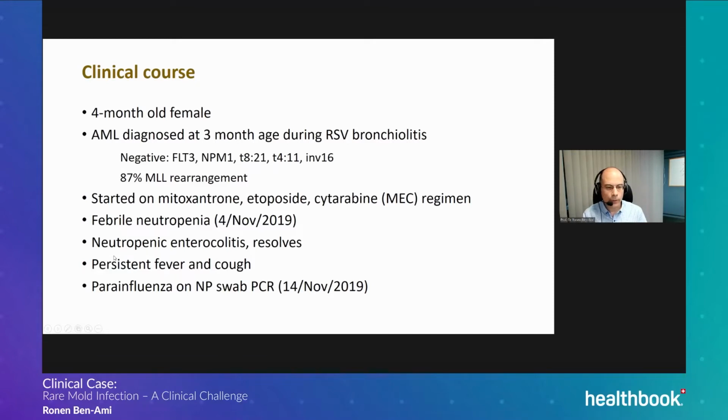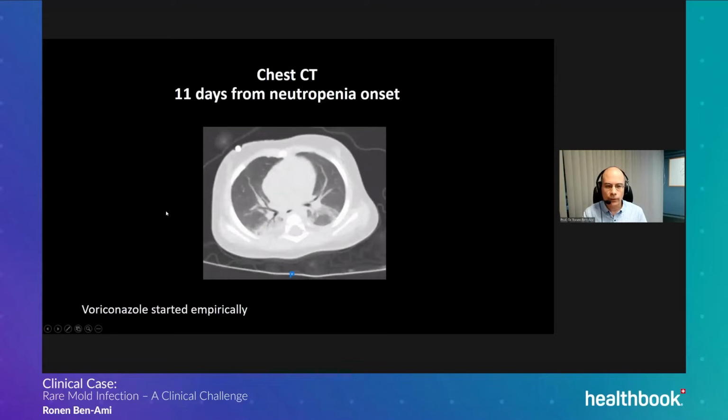At the age of 4 months, she was started on treatment with mitoxantrone, etoposide, cytarabine, and very rapidly developed neutropenia and then febrile neutropenia. She had an episode of neutropenic enterocolitis, but that resolved, and actually the clinical picture was dominated by persistent fever and cough. On day 10 of her neutropenia, she had a positive PCR test from a nasopharyngeal swab for parainfluenza virus. After that, a chest CT was done, which you can see here showed airspace densities in the lower lobes. And with this finding, voriconazole was started empirically.